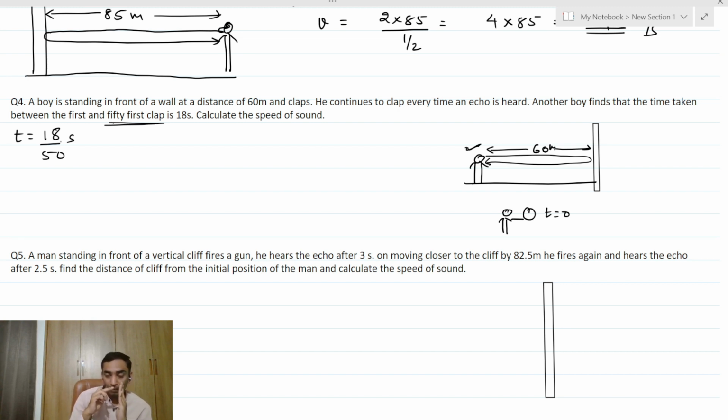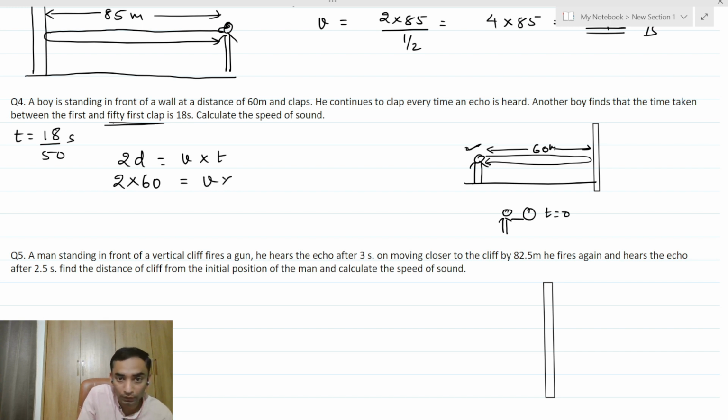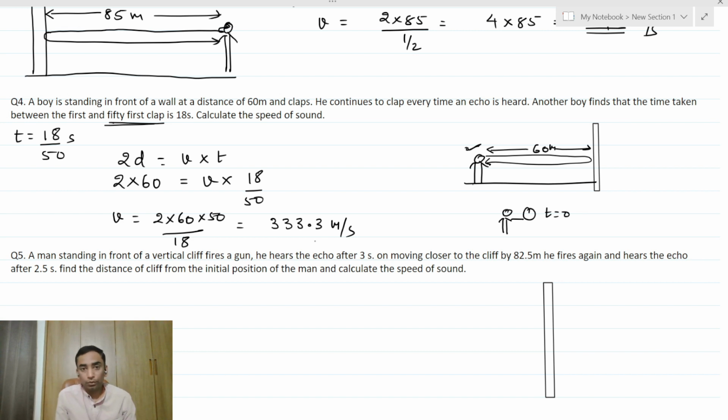So the time taken by the sound wave to travel 2d distance, that is twice of 60 meters, is the same as 18 by 50. So 2d is equal to v into t. So this is 2 into 60, and the speed of sound is to be found out. So the time is 18 divided by 50. So v would be equal to 2 into 60 into 50 divided by 18. So the answer is 333.33 meters per second. I hope you have understood this problem.